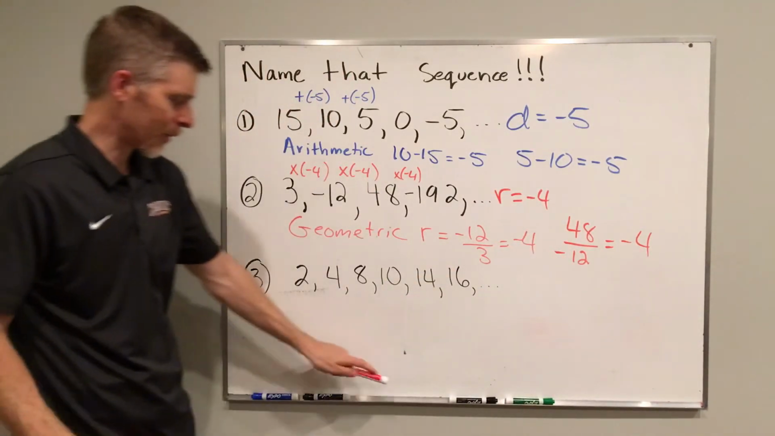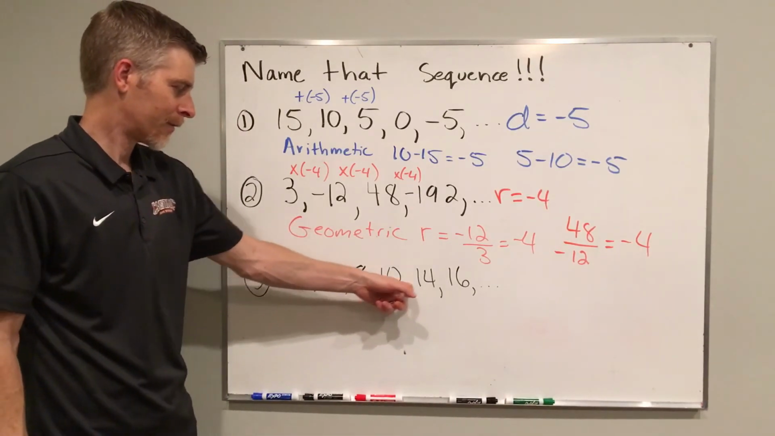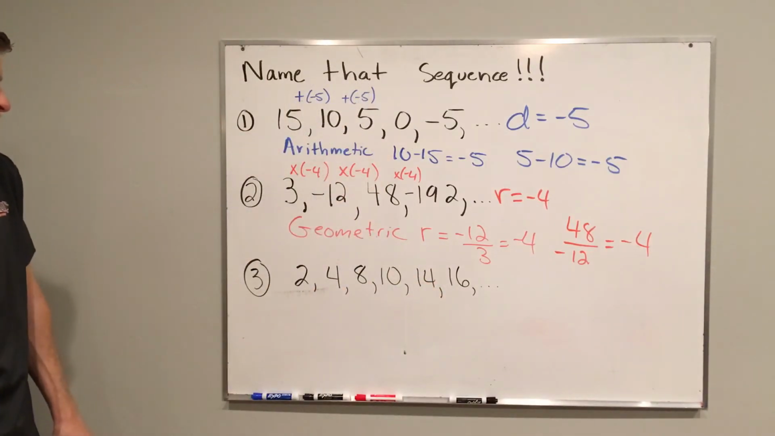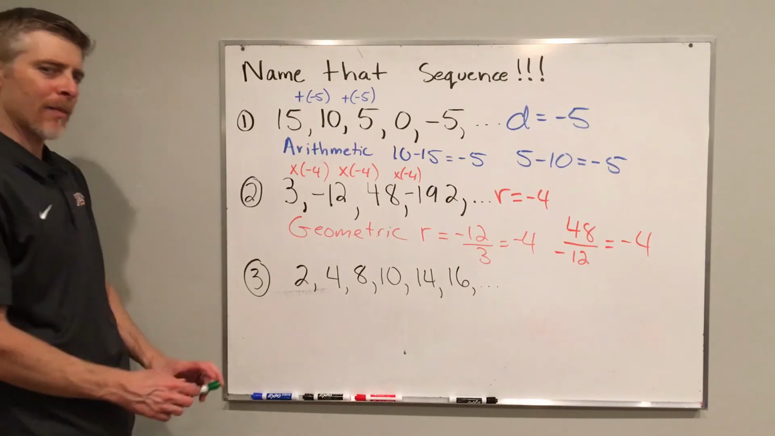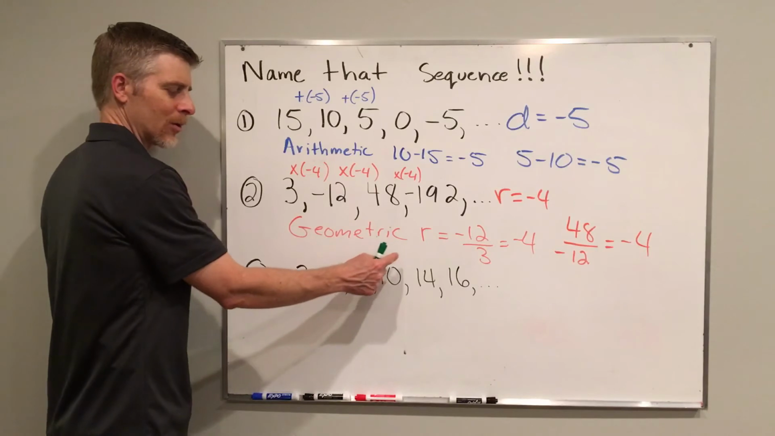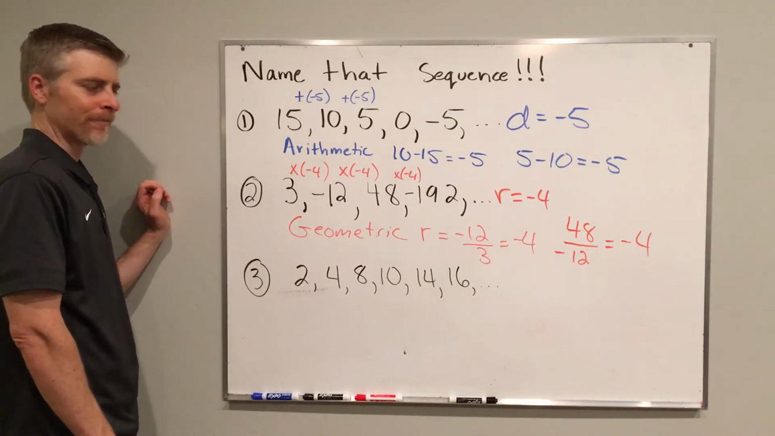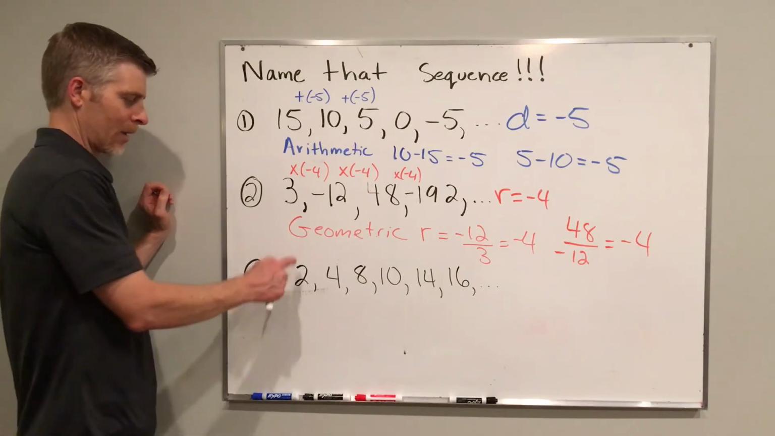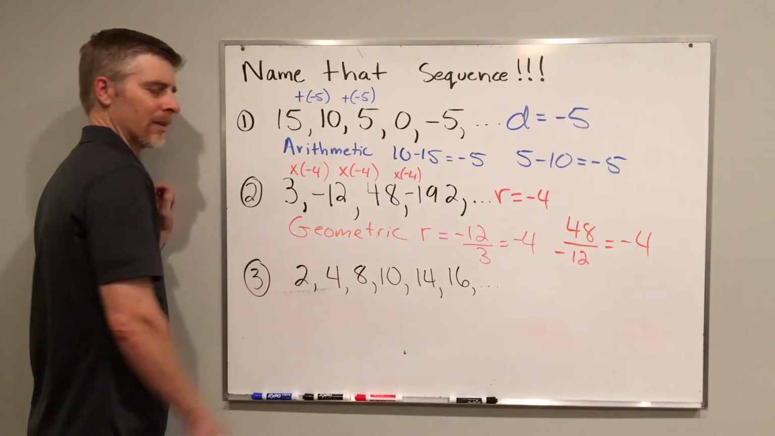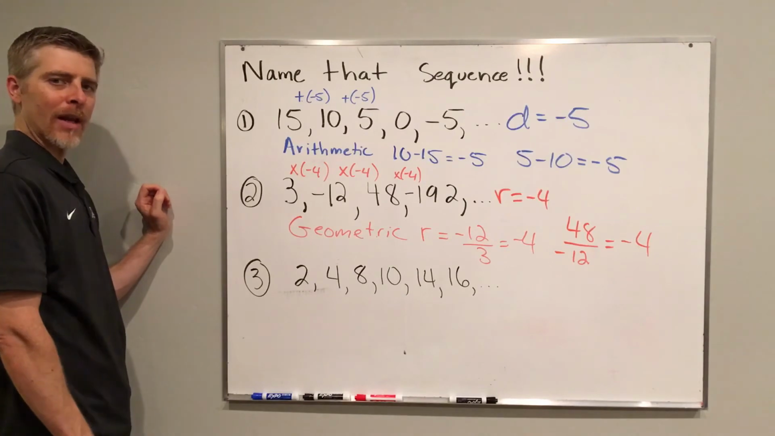All right, third example. 2, 4, 8, 10, 14, 16. Looks like we're multiplying by 2. 2 times 2 is 4. 4 times 2 is 8. But 8 times 2 is 16. So it's not geometric. So is it arithmetic? 2 plus 2 is 4. 4 plus 2 is 6, not 8. So it's not arithmetic. It's not geometric.